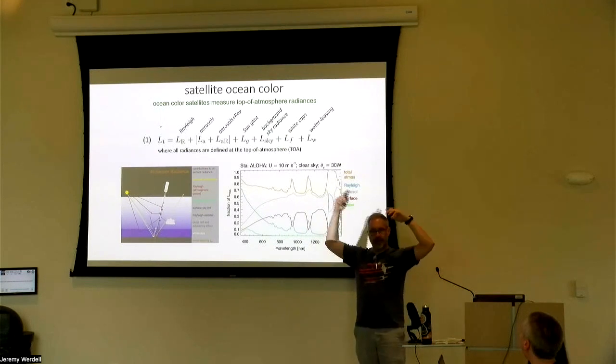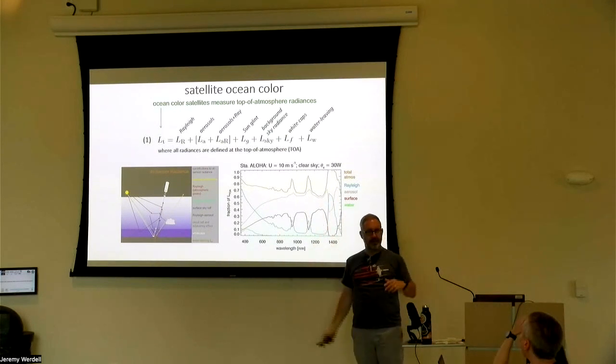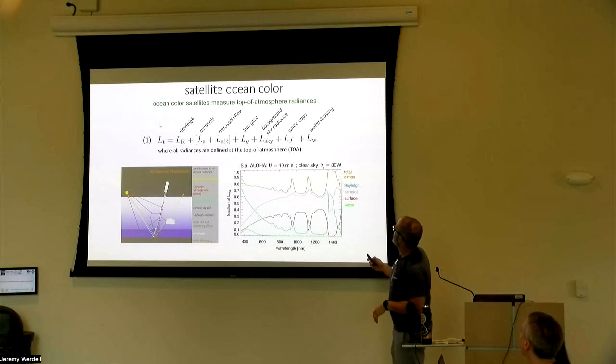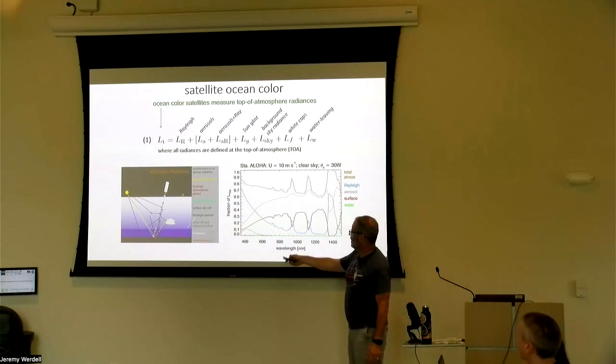That's just how photons are getting scattered around and making the sky blue. You have foam and whitecaps, and then you have the signal that you actually care about, which is what's exiting the water column. And it's just kind of graphically illustrated here.